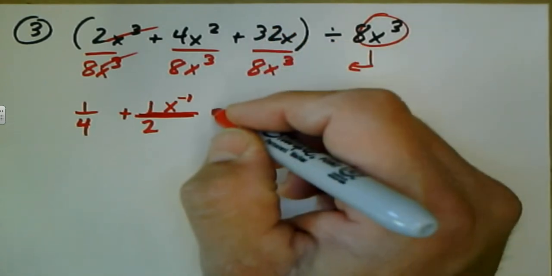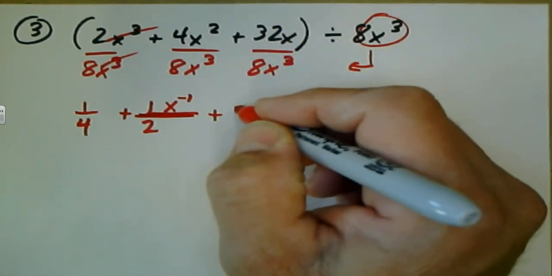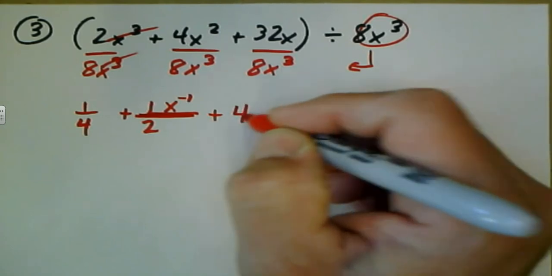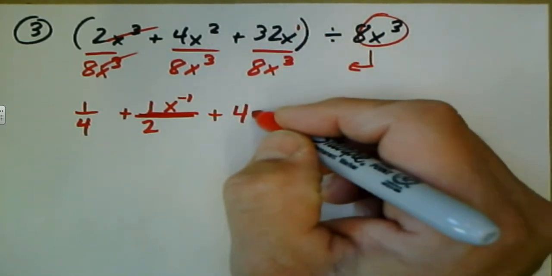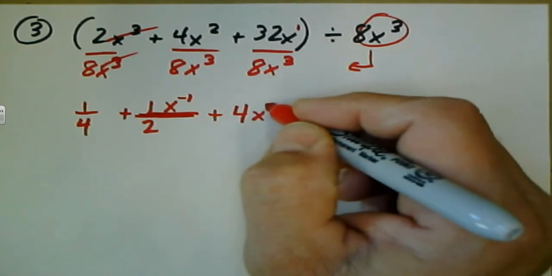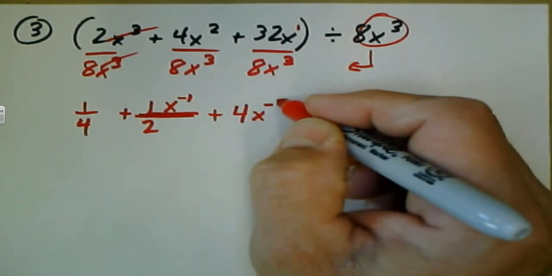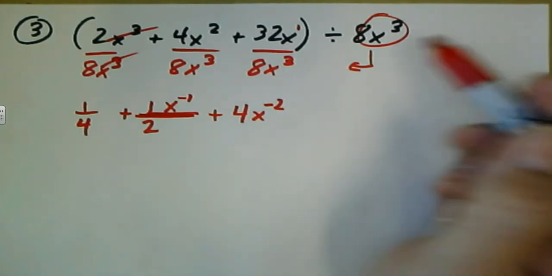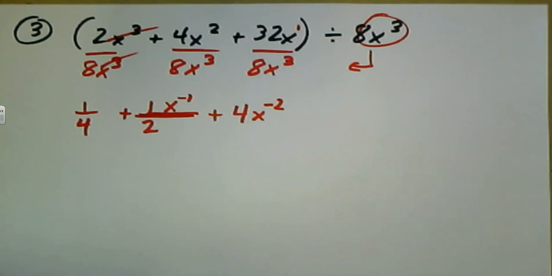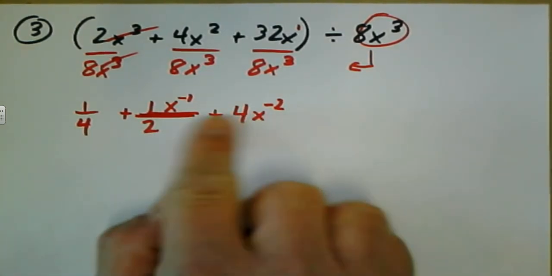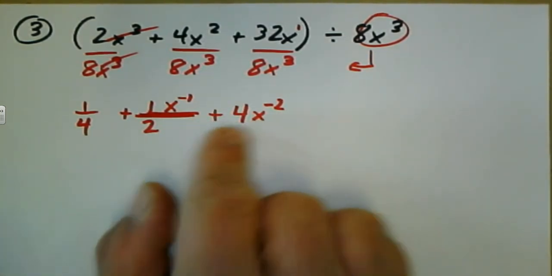32 divided by 8. 4. And there's a 1 here. 1 minus 3. Negative what? 2. You enter in your calculators. 1 minus 3. Negative 2. We need to deal with these negatives. We're not going to leave them as negatives.